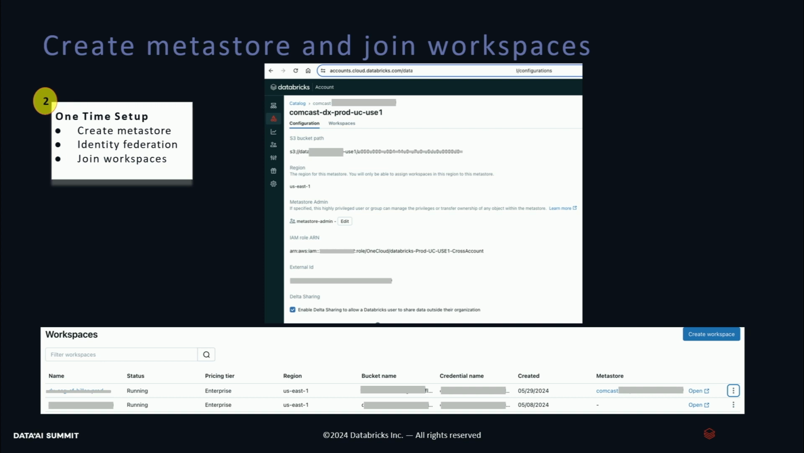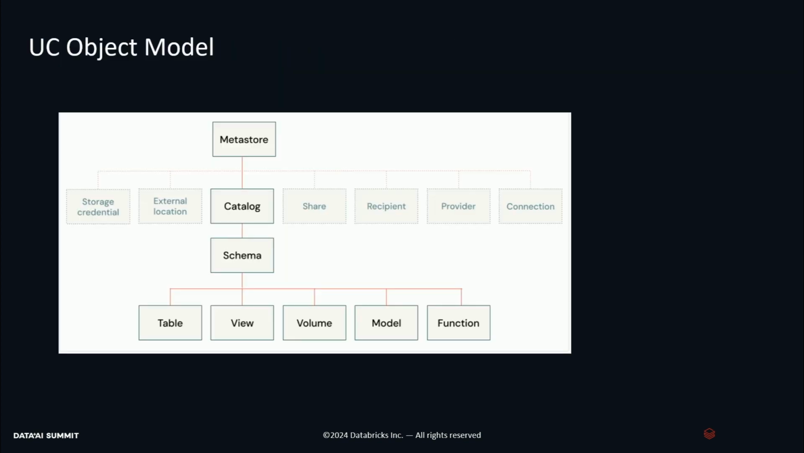Now, when we create a metastore in a particular region, we have to provide the S3 location. This is mandatory, a dedicated S3 bucket. And then we also need to provide an IAM role. This would act as your authentication entity to access that particular S3 bucket. And we also provide the region in which we are going to create this metastore.